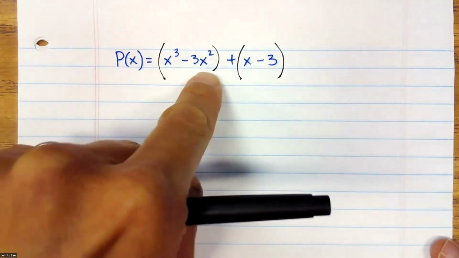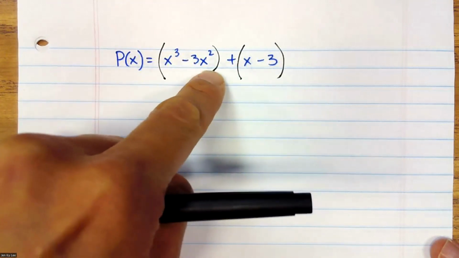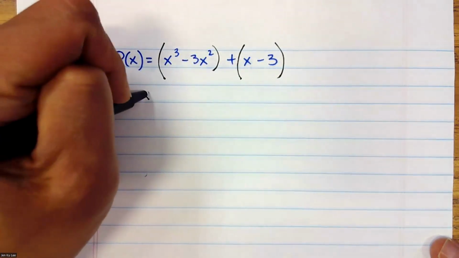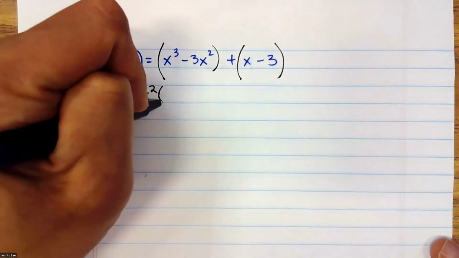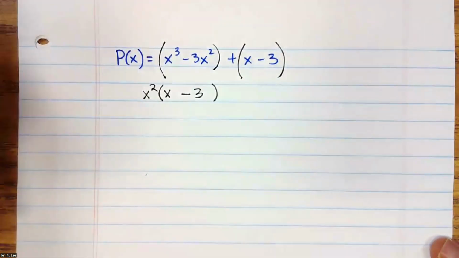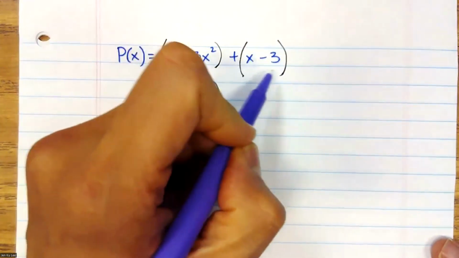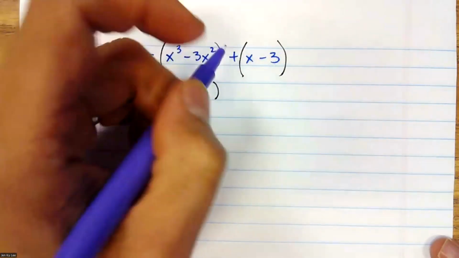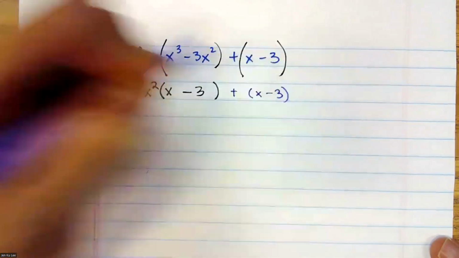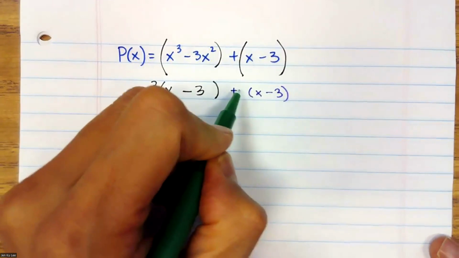And then we find what's in common in the first parentheses. So what's in common between x cubed minus 3x squared? x squared. So I can take out an x squared, right? What's left over is x minus 3, correct? And the next one, there's nothing here that I can take out, right? So I'm just going to rewrite it here. x minus 3.